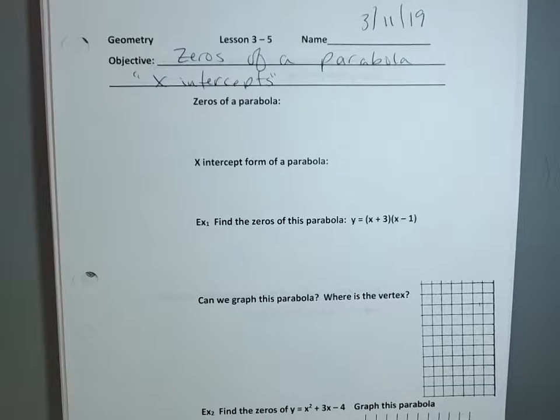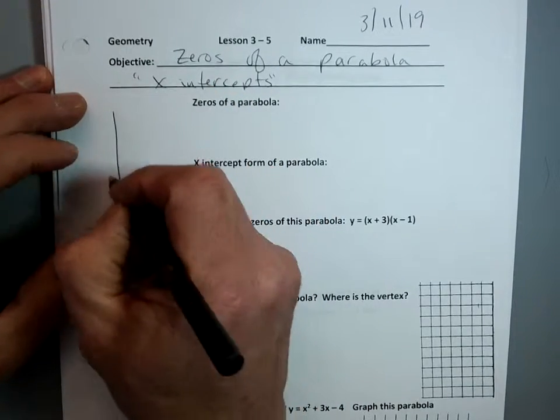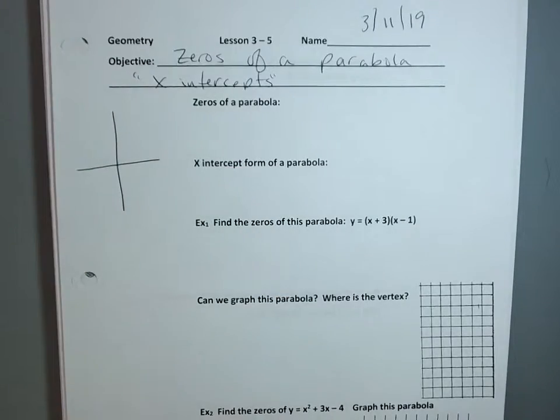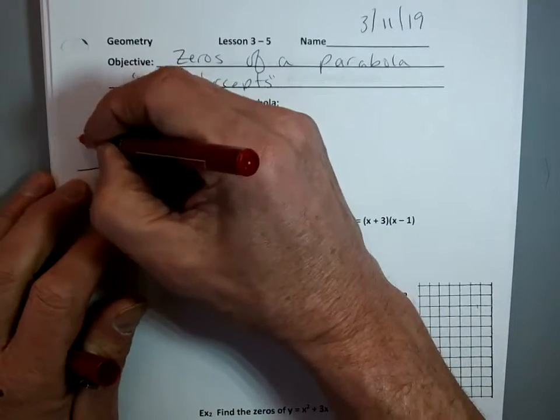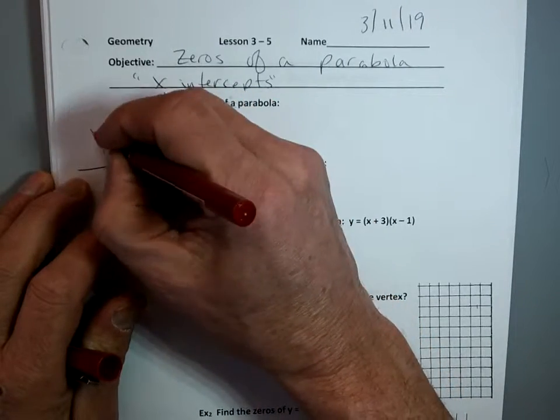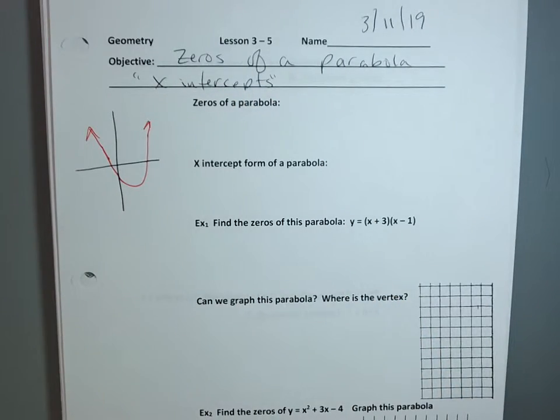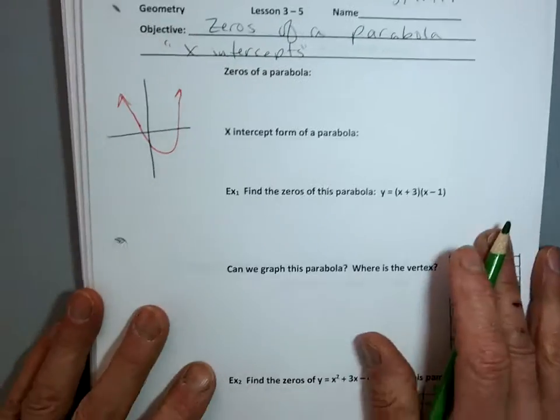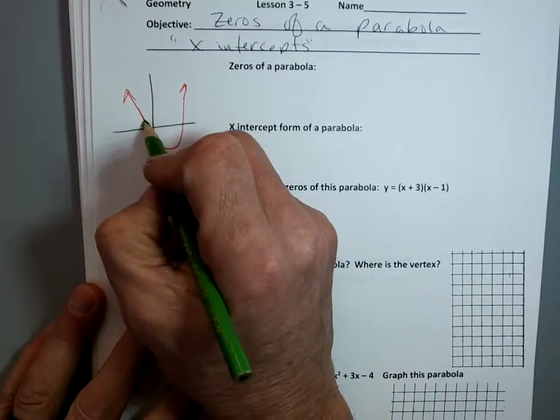Okay, so zeros of a parabola. Let's just draw a picture. Really easy picture, and I know you know this. Here, let's take a look at a parabola. Kind of a bad looking parabola, but it is what it is. And we know the zeros are right here on this one and right here.